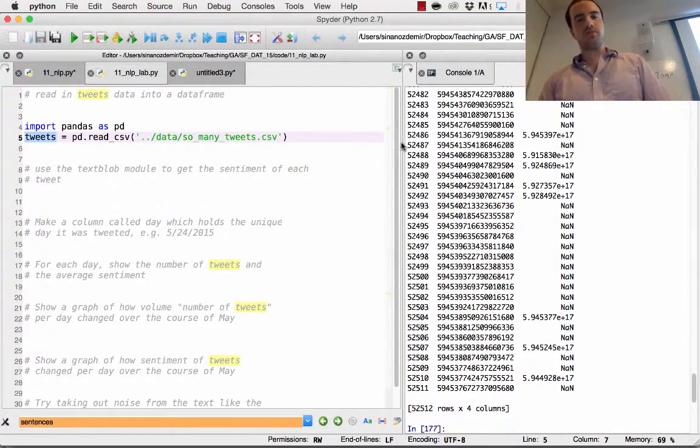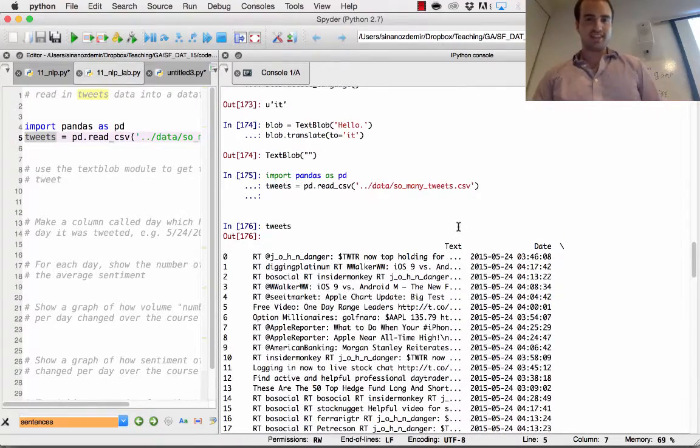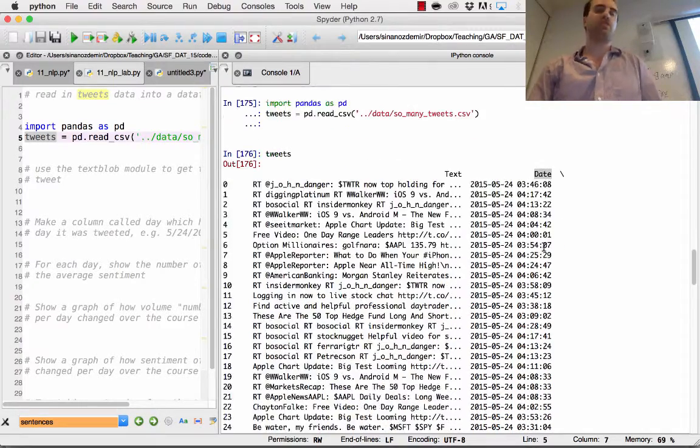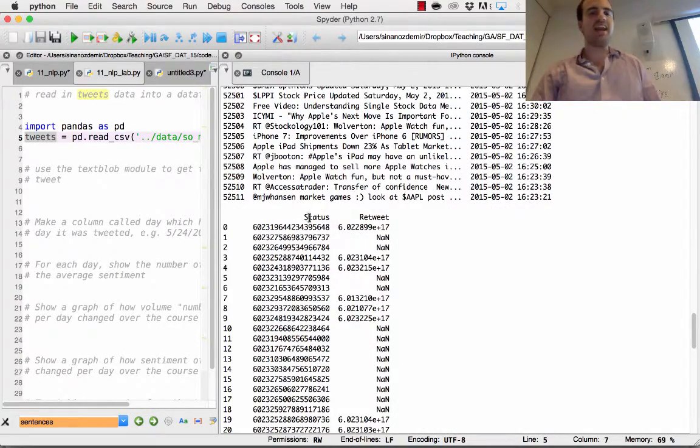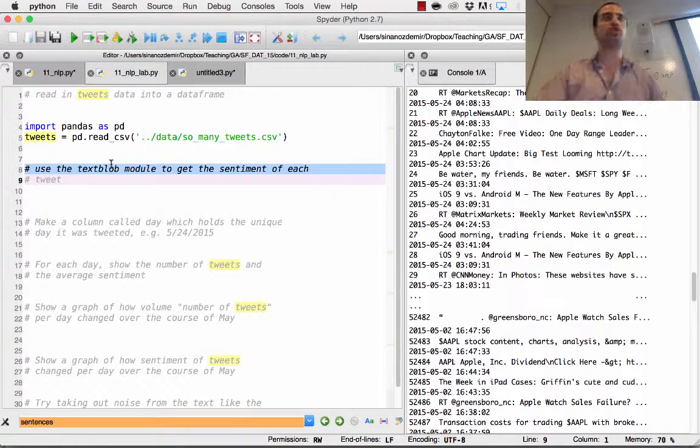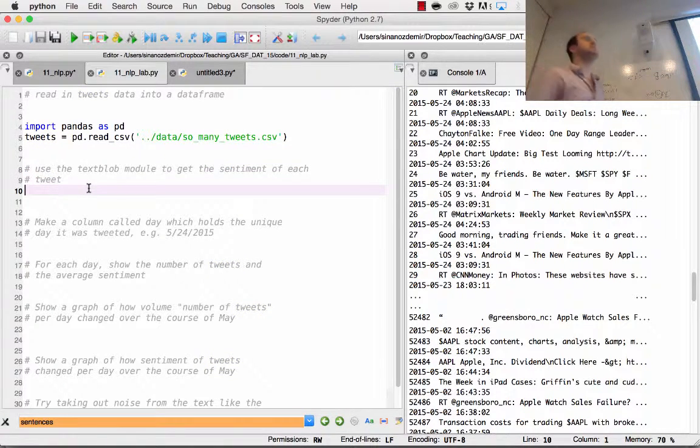There are only 4 columns. It is text, which is the literal text of the tweet, the date at which it happened, status, which is a unique status ID on Twitter, and retweet. If it was a retweet, retweet contains the status that it was retweeted from. So, what I ask you to do is the following. Use the TextBlob module, which we just saw, to find the sentiment of each tweet and turn that into a column. Use the map feature to map TextBlob to each one.